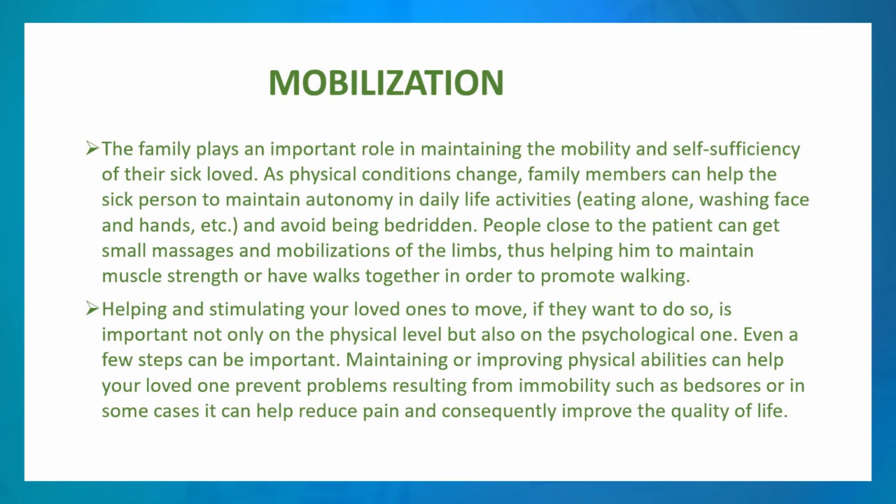Mobilization. The family plays an important role in maintaining the mobility and self-sufficiency of their sick loved one. As physical conditions change, family members can help the sick person to maintain autonomy in daily life activities, eating alone, washing face and hands, etc., and avoid being bedridden. People close to the patient can give small massages and mobilizations of the limbs, thus helping them to maintain muscle strength, or have walks together in order to promote walking.